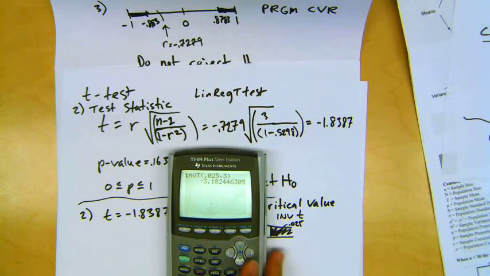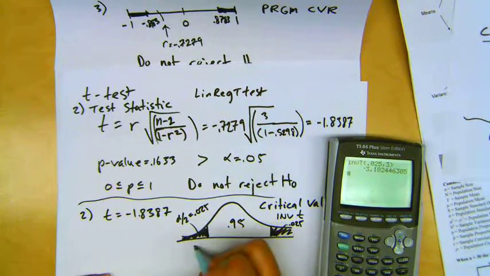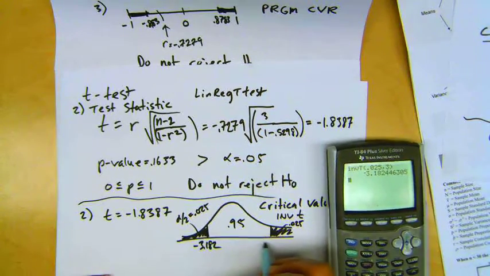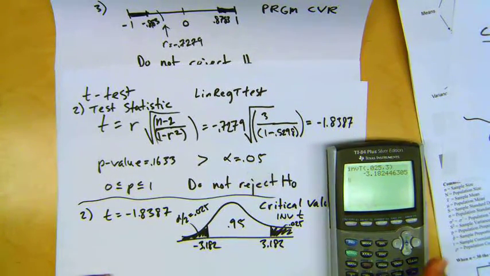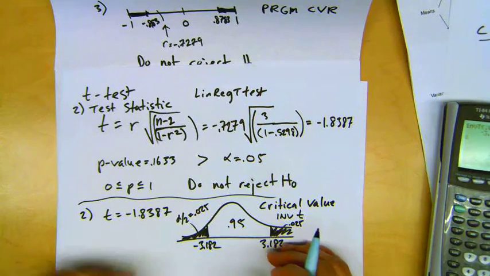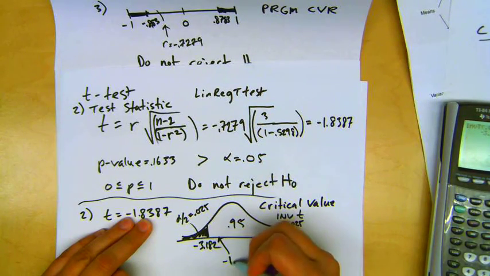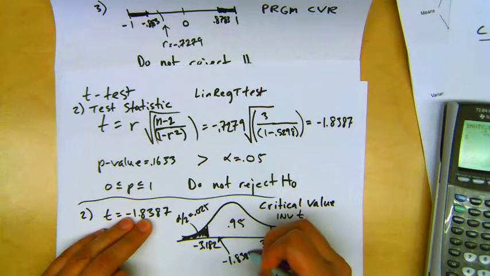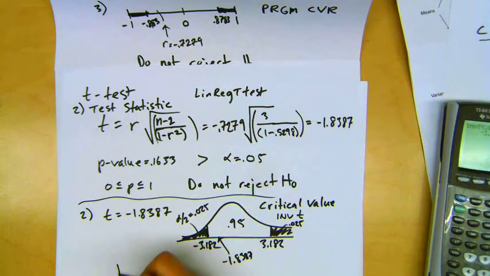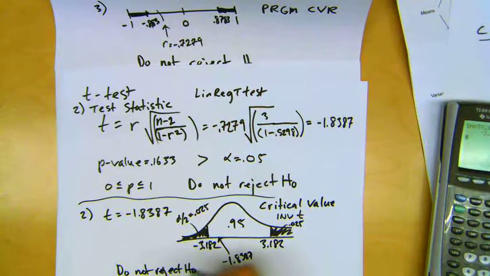All right, negative 3.182 and positive 3.182 were my critical values. And now I'm comparing that test statistic in here. Right, negative 1.8387, not quite out in the tails, so we would have do not reject the null.